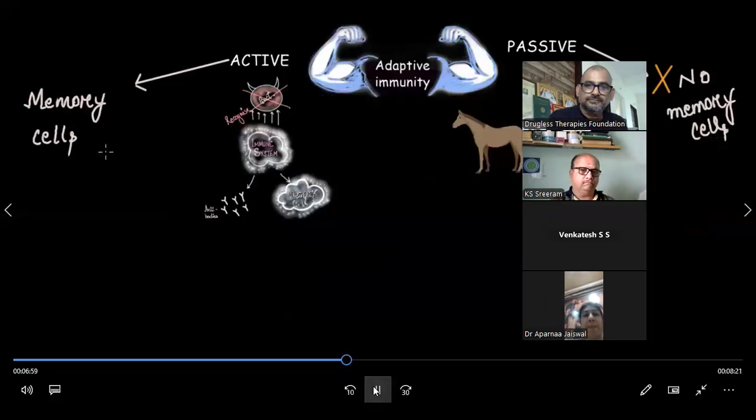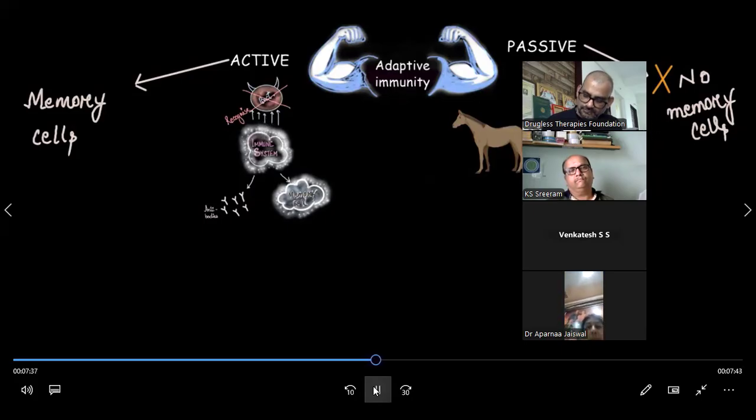Okay, now these memory cells are important because if that foreign invader gets inside the body again, our body has a weapon to fight against it. But in case of passive immunity, let's say your friend Ram was attacked by a snake again. He will have to take the anti-venom shots again, right? So in case of passive immunity, there is no memory, so there is no weapon left that could recognize the foreign invader that attacked the body previously. So this is the very first difference, having memory cells and not having memory cells.